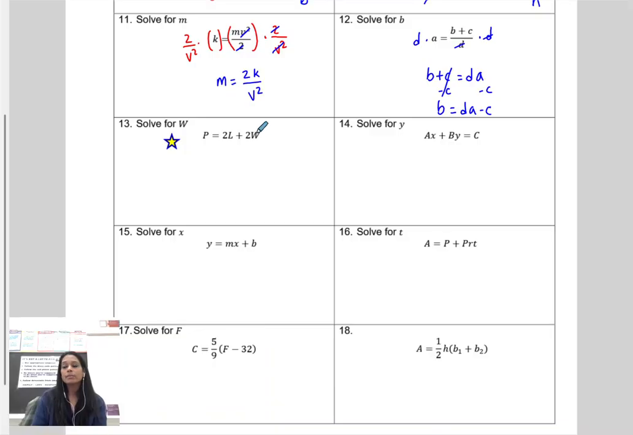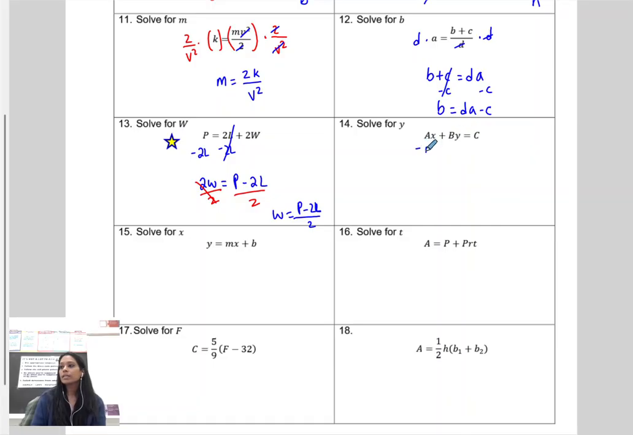All right, so I'm solving for w. Before I can get rid of the 2, I need to get rid of this 2L. So I'm going to subtract 2L on both sides. Okay, so that gets rid of that. So 2W equals P minus 2L. Okay, P minus 2L, and then divide both sides by 2. So you have W equals P minus 2L over 2. That's it.